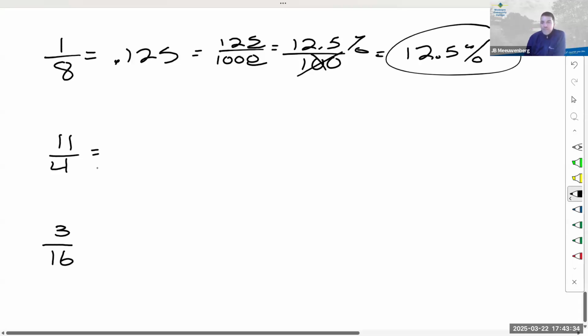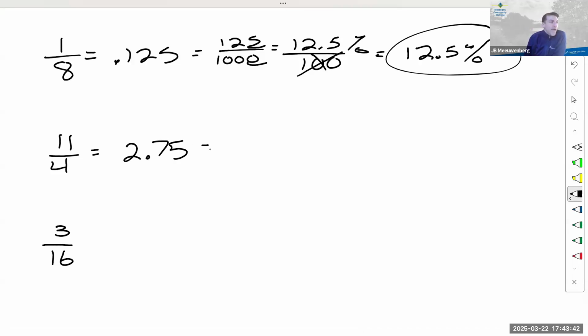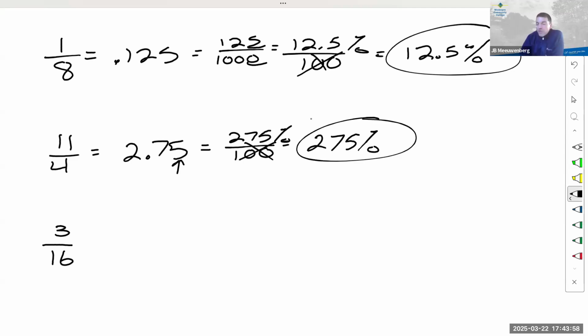11/4. When we divide 11 by 4, we are going to get 2.75. As a fraction over 100, it's going to go right to 275 over 100 because that's in the hundredths place. We can then cross off our 100, add our percent, and we say this is 275%. Remember earlier in this video, I talked about over 100%. 11 is more than double 4. In fact, it's almost triple of 4. So that's why we get more than 100% here, 275%.